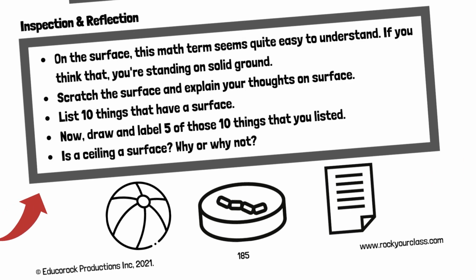On the surface, this math term seems quite easy to understand. If you think that, you're standing on solid ground. Scratch the surface and explain your thoughts on surface. List 10 things that have a surface. Now draw and label 5 of those 10 things that you listed. Is a ceiling a surface? Why or why not?